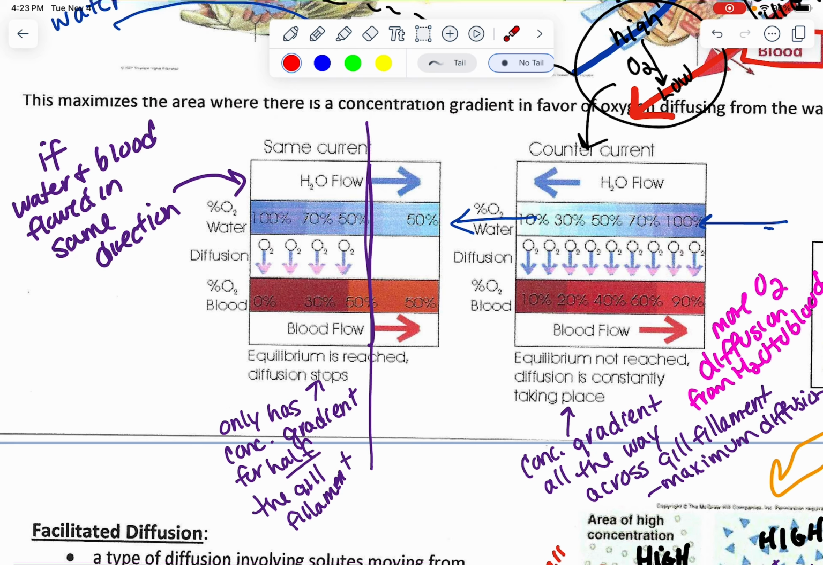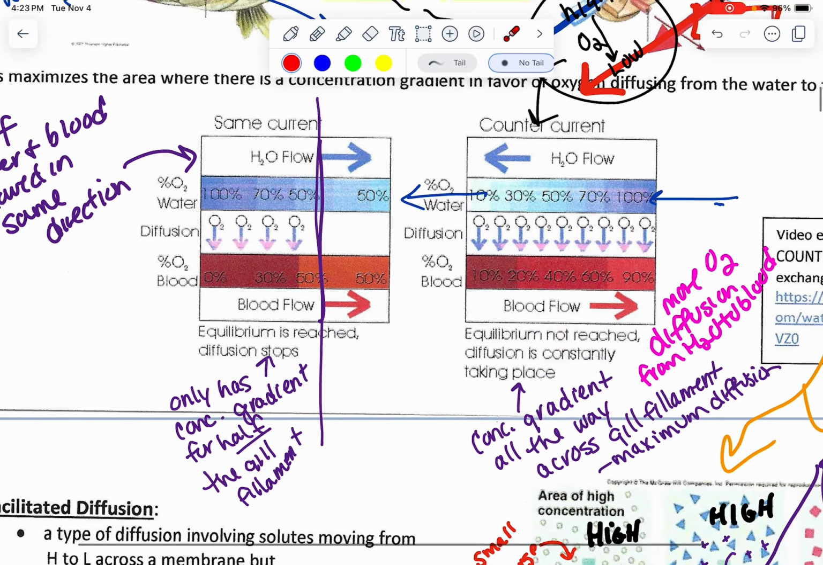There would only be net movement of oxygen for the split second here at the beginning. So we get a greater exchange of oxygen by diffusion from one fluid, water, to the other fluid, blood, if they're flowing in opposite directions. That's called countercurrent exchange. And we see that technique a lot, evolved in living things to maximize diffusion.